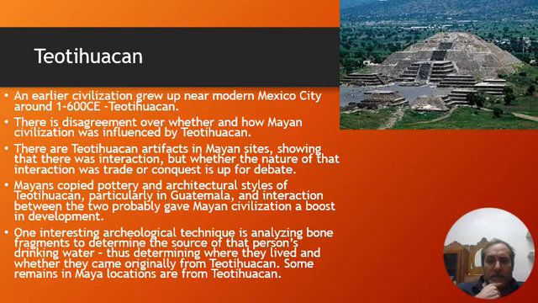So there was civilization before the Maya in America. Teotihuacan, which is about 20 miles from Mexico City, was around from 1 AD to 600 AD. There's some disagreement over how much interaction the Maya had with Teotihuacan and how influenced they were. It's almost certain that there was some interaction and some influence, but they did overlap considerably.